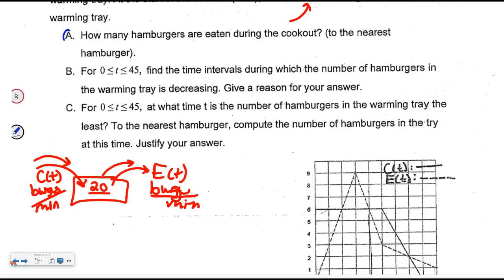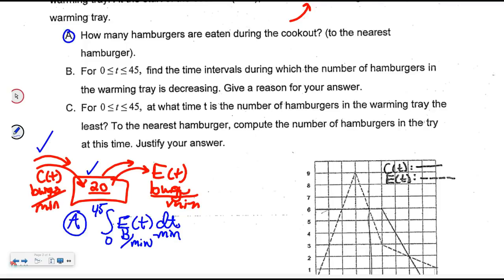So let's just start with part A. How many are eaten? That has nothing to do with the rate that they're going in or how many are in at any given time. It is simply about the E of t function. How many burgers? I need to integrate my rate to get my accumulated amount. So we will do this from 0 to 45 because it says throughout the cookout. Notice the labels on this. This is burgers per minute times change in time, which is in minutes, cancel, cancel, will give me the number of burgers eaten during the course of the cookout.